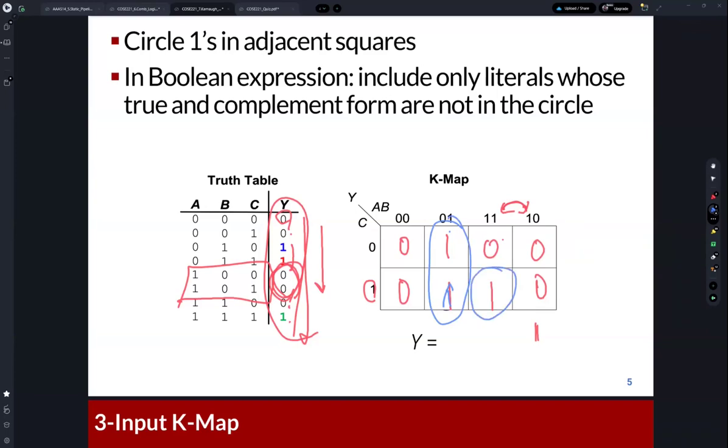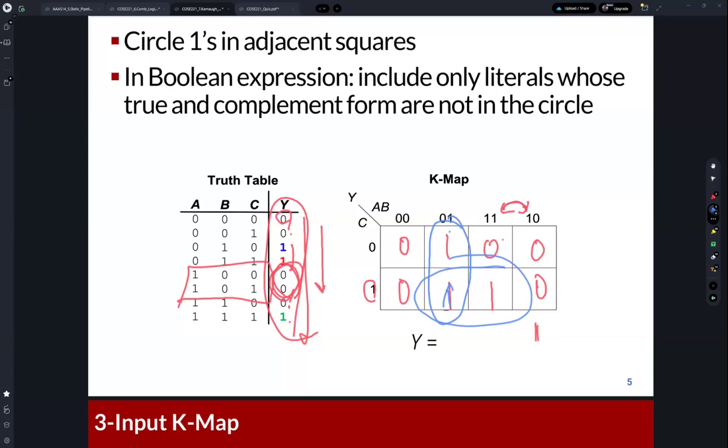But if we just use the smaller circle, then it's not optimized. So we need to use the larger circle. So the possible larger circle for merging elements in the Karnaugh map.